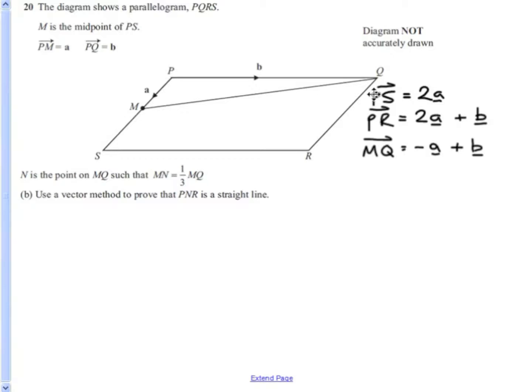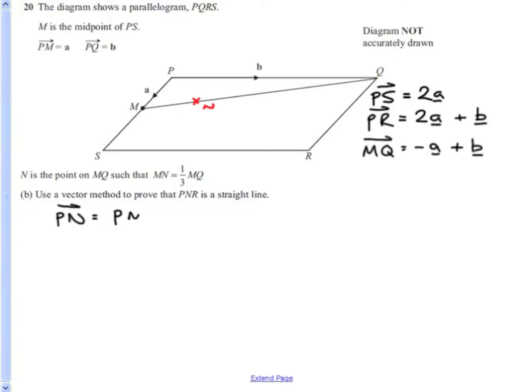What we want to do now is to create a point N on the line MQ, 1/3 of the way along, and show that P through N to R is a straight line. We want to do that using a vector method. So the first thing to look at would be the vector PN. So what would the PN look like?